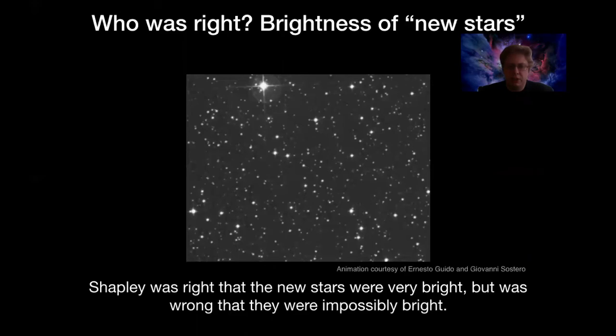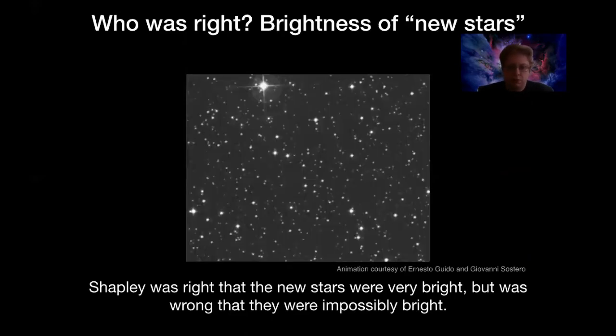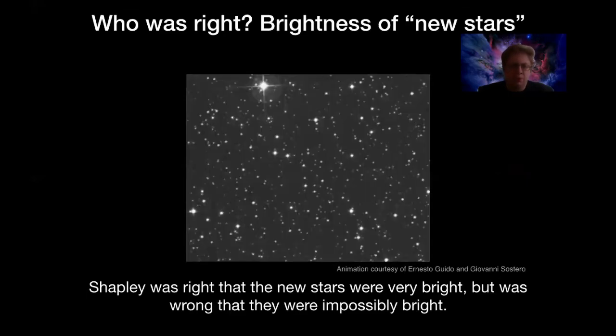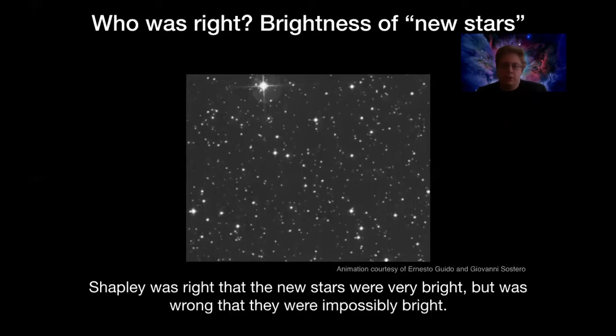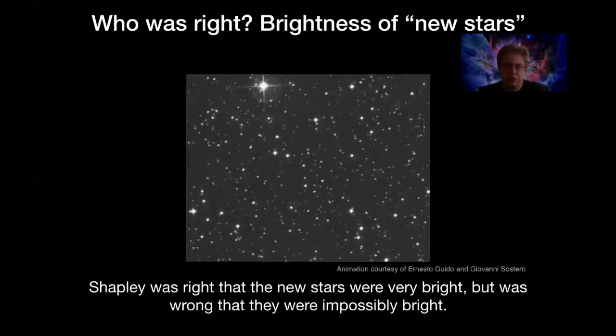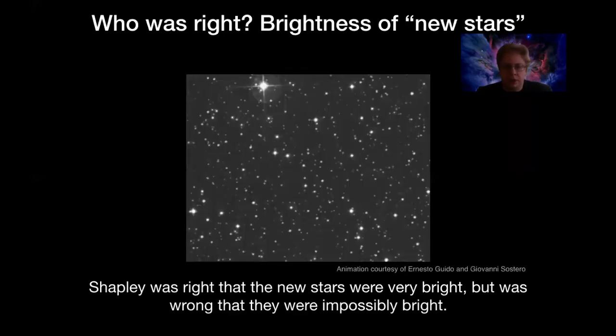So the next thing that we can think about is who was right about the brightness of these nova, or these new stars. So based on the distance to the galaxy, it turns out that Shapley was right, that these new stars were very, very bright, and what he believed to be impossibly bright. But he was wrong in that they're not actually impossibly bright. It was just a new phenomenon that he didn't understand.